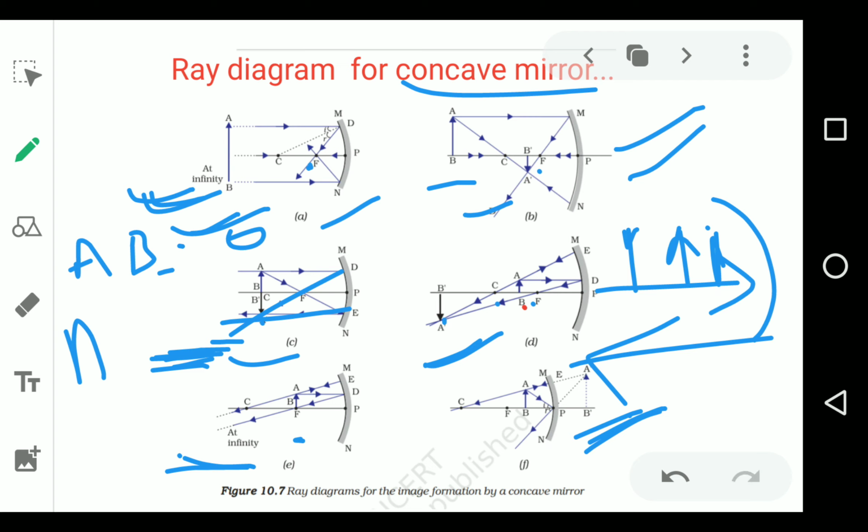From the intersecting point, mark it as A dash, and from here extend a perpendicular line to the principal axis, and you will get A dash B dash as the image. And here also it is oriented opposite to the direction of the object, so this is also an inverted image, and the image is also getting formed in front of the mirror, on the reflective surface side of the mirror, so it is also a real image.